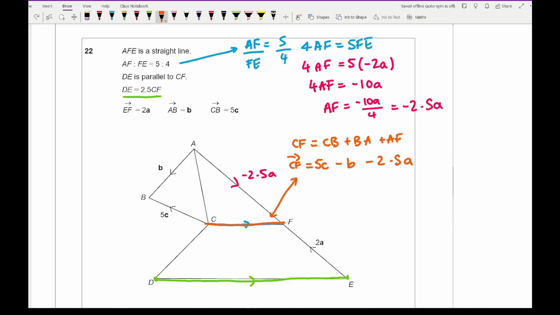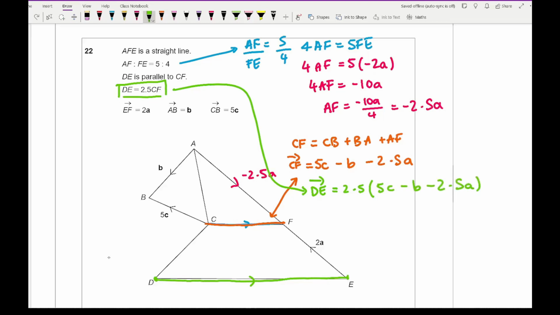Now, because we know that it's parallel, we know that now C to F, so D to E, using this here, so I'll just put a little arrow there. So we know that D to E, which is what I wanted to work out, is 2.5 times C to F, which is 5c minus b minus 2.5a.